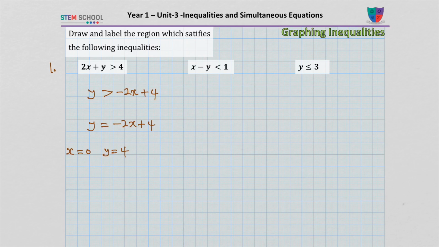What about when y equals 0? So if I put 0 here, minus 2x can move to this side. So I get 2x equals 4. Divide both sides by 2, I get x equals 2. So that means x equals 2. So those are the two coordinates I need to plot a straight line. I need 2 points to join a straight line.